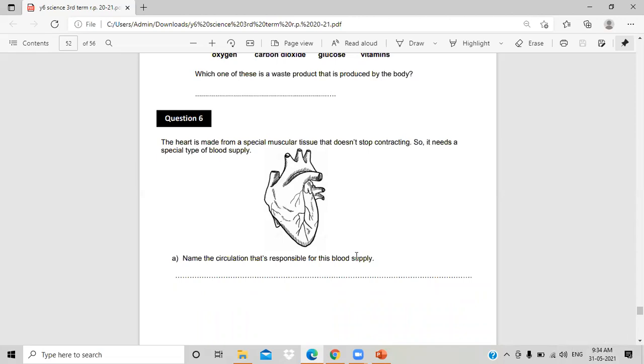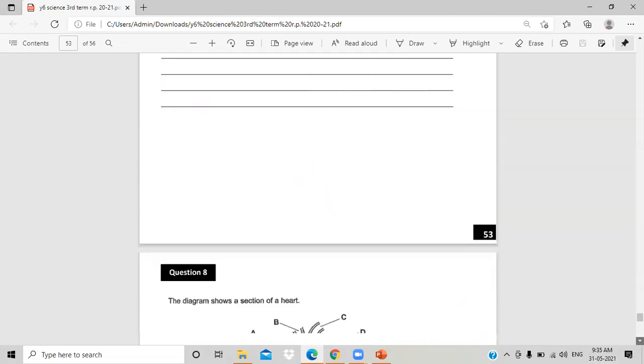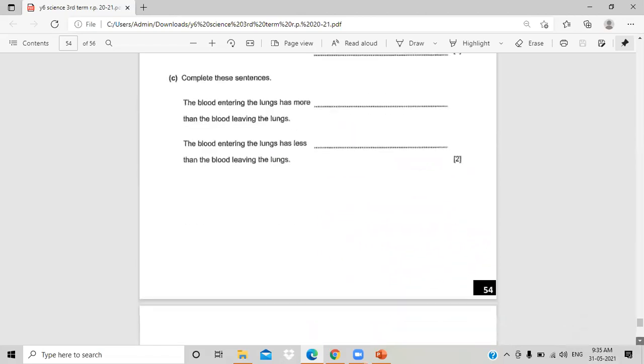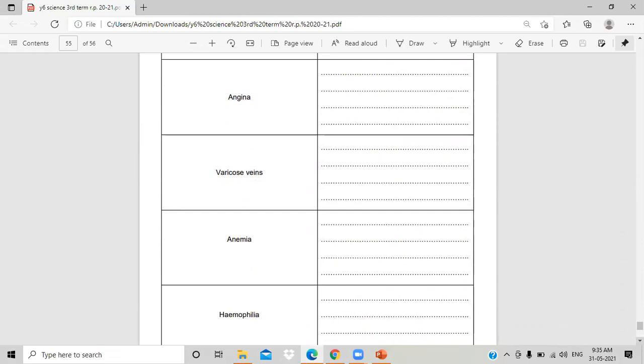Okay. I will skip this and I will go to page 55 because I need to finish at least this page. And then if we have time, we'll get back to it. If we don't, then we will do it next time, okay? Mention the key features that describe each of the following circulatory system disorders. First, the angina, guys. Tell me about the angina. What causes the angina, and what does the person who has the angina feel like?